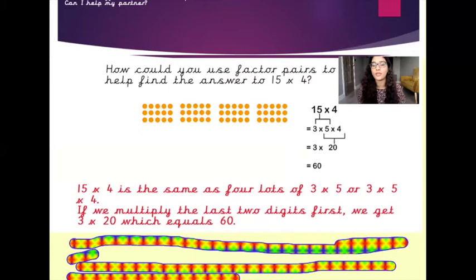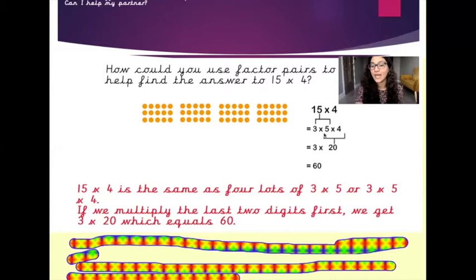Let's have a go with another question. How could you use factor pairs to help find the answer to 15 times 4? So I'm going to choose to break down the bigger number out of those two. So which one's bigger, 15 or 4? 15. So I'm going to break it down into a factor pair. What two numbers would you multiply to get 15? 5 and 3. So you break 15 down into 5 and 3.